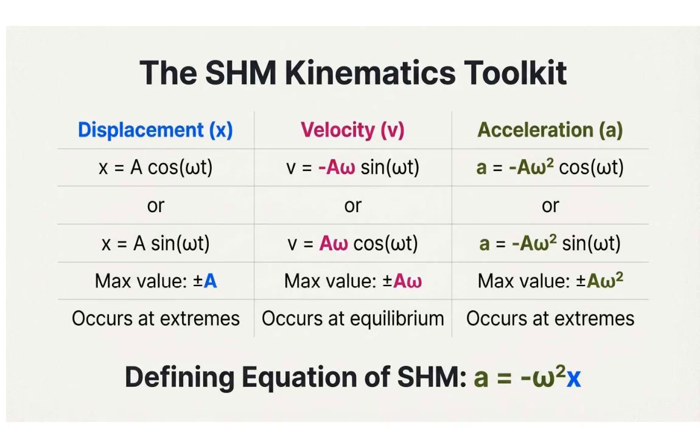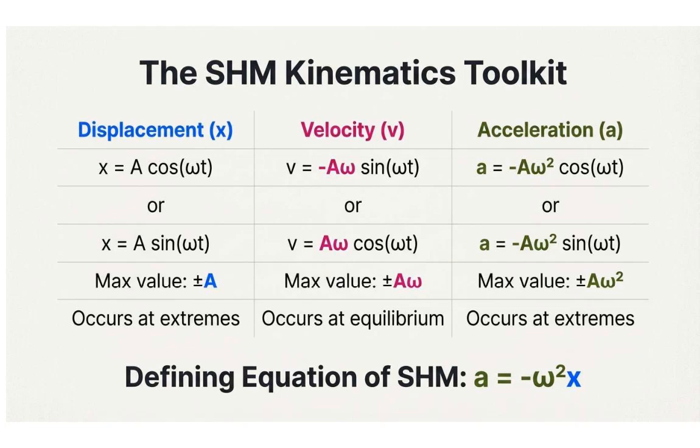Here, we have a summary of the key equations that describe displacement, velocity, and acceleration in simple harmonic motion. Displacement can be expressed as either a cosine or sine function, with the maximum amplitude represented by A. Velocity is the time derivative of displacement, showing a relationship with both amplitude and angular frequency, and its maximum value occurs when the particle passes through the equilibrium point.